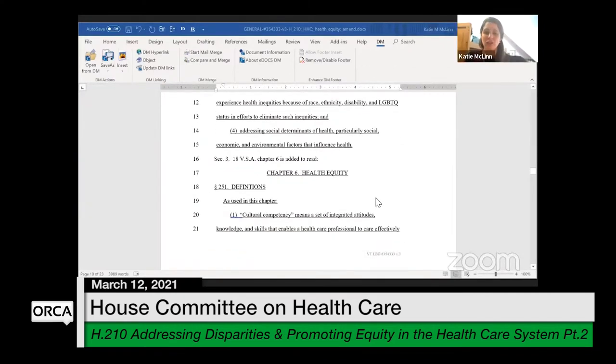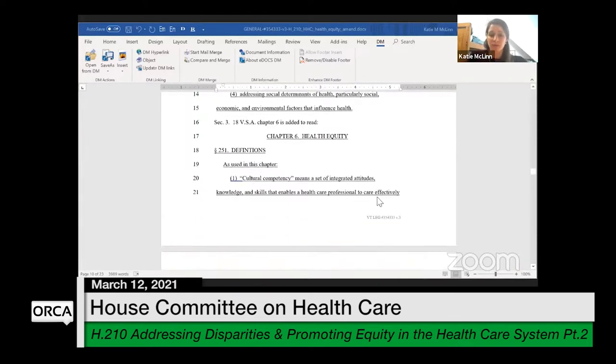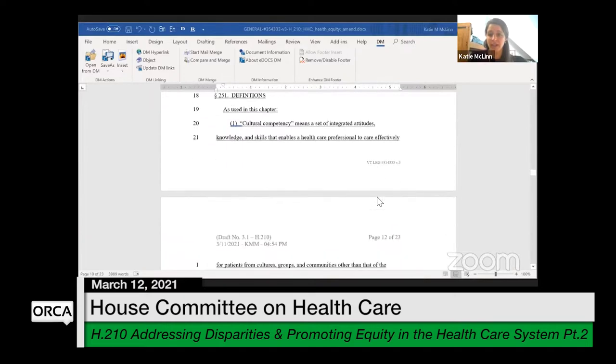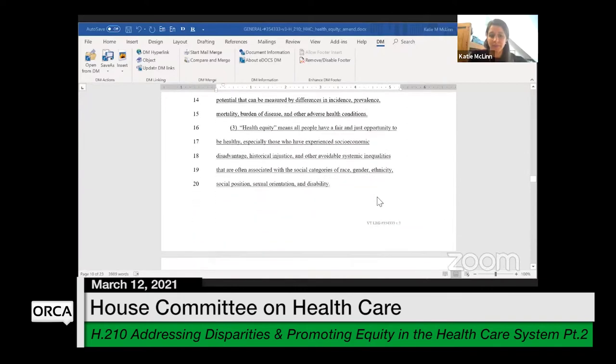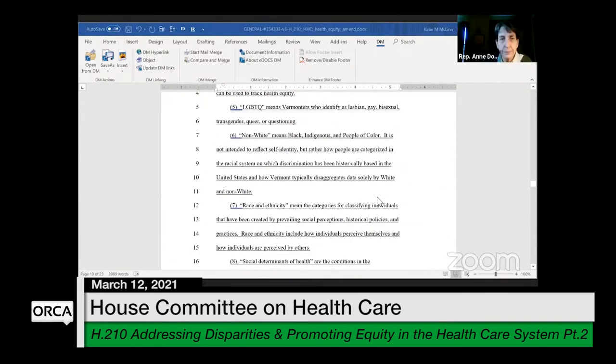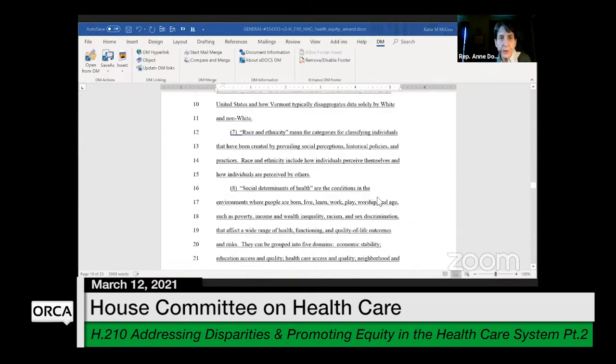So in this new chapter that's being created, there are three different parts that you've created here. There's a definition part that governs each of the following sections. There is language about the Health Equity Advisory Commission, and there's language about data collection. So those are the next three parts of the bill within this chapter. So I won't spend a whole lot of time on the definitions unless I hear otherwise. I think we have gone through them in detail in the past, so.